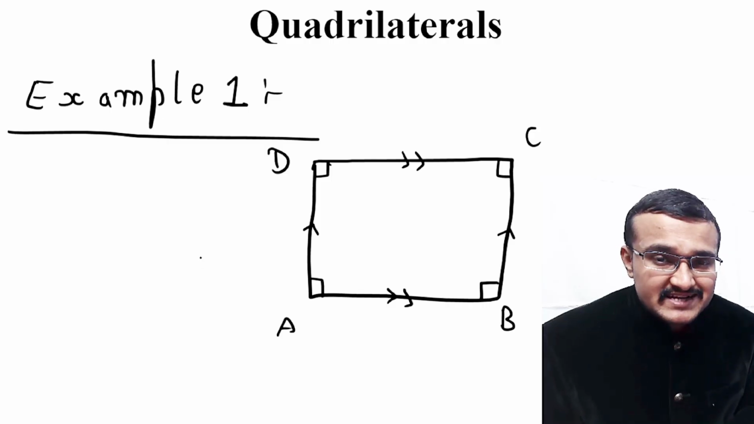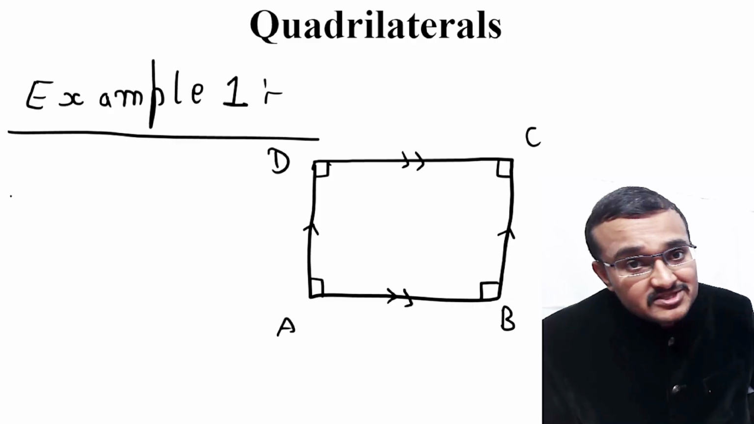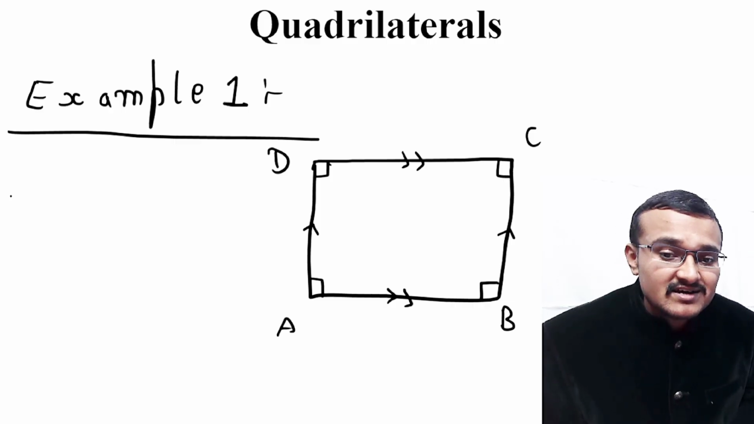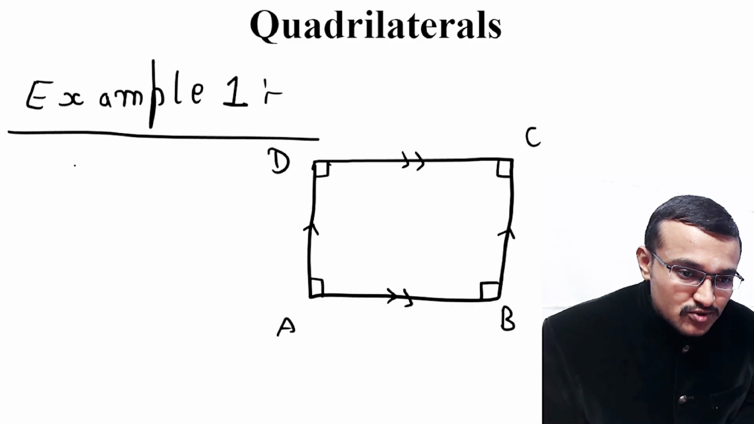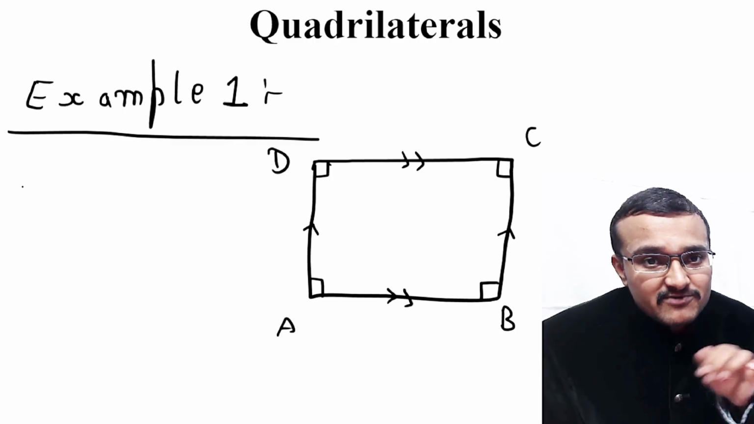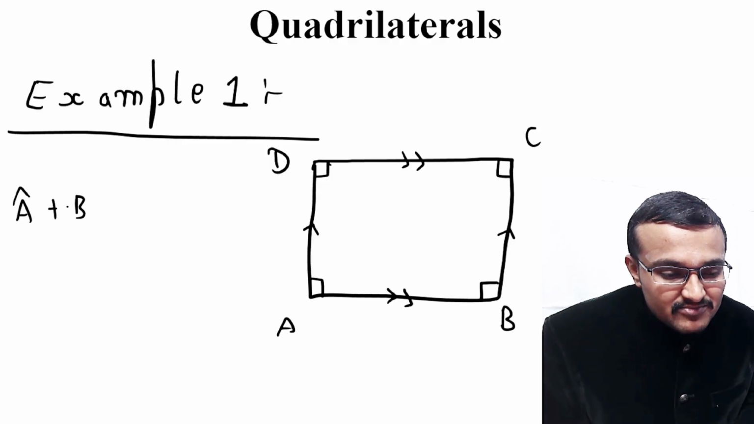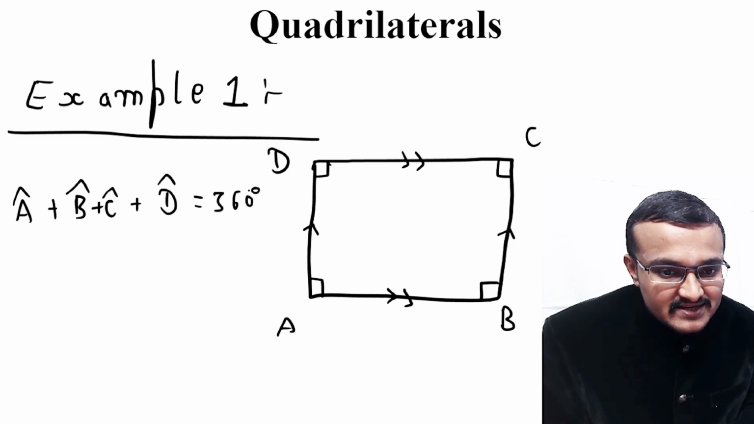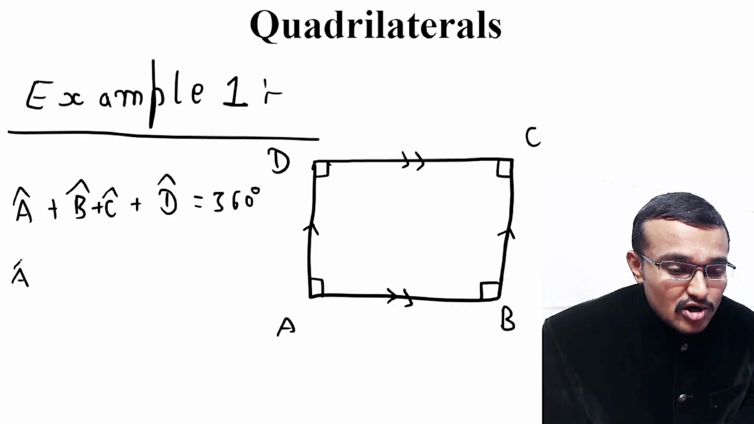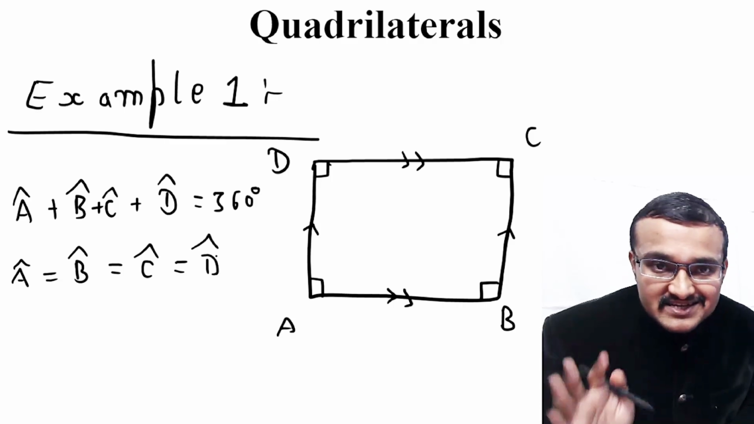In order to prove this example 1, we have a simple technique. But here we have to use the concept of parallelogram and then prove that all the angles are equal to 90 degree. The simple concept is that we all know that the sum of interior angles of a quadrilateral is equal to 360 degree. So here angle A plus angle B plus angle C plus angle D is equal to 360 degree. And we know that in a rectangle, all the angles will be equal to each other. So angle B is equal to angle C is equal to angle D. All these angles are equal to each other.